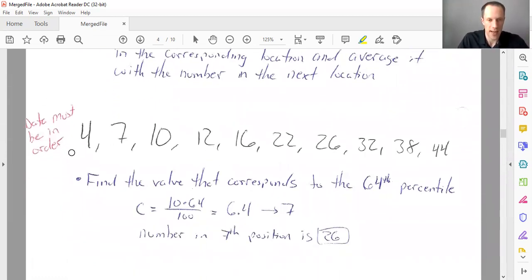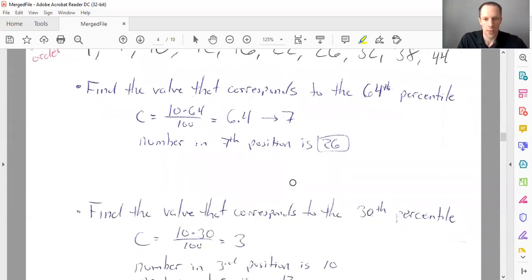So let me show you an example of each case, just so you see how that works. So here's some data, and it has to be in order for this to work. So this data is already in order. I might say, find the value that corresponds to the 64th percentile. Well, there are 10 numbers in the list. So my count is going to be 10 times 64 divided by 100, which is 6.4. But now I have to round that up to a whole number. The next highest whole number is 7. And I'll go to the number that's in the 7th position. So number 26 is in the 7th position. Right? You just count over 1, 2, 3, 4, 5, 6. Number 26 would be in the 7th position.